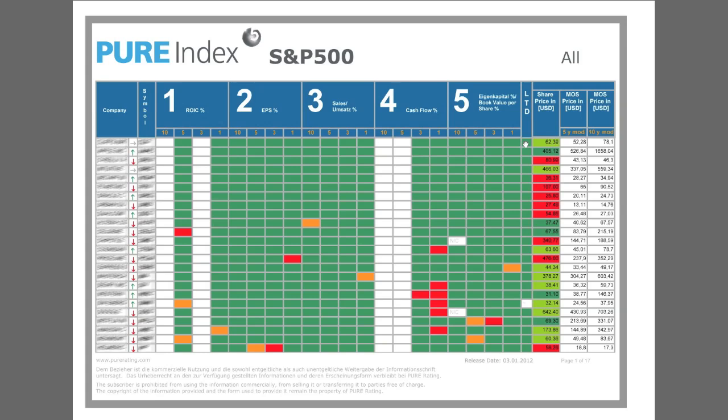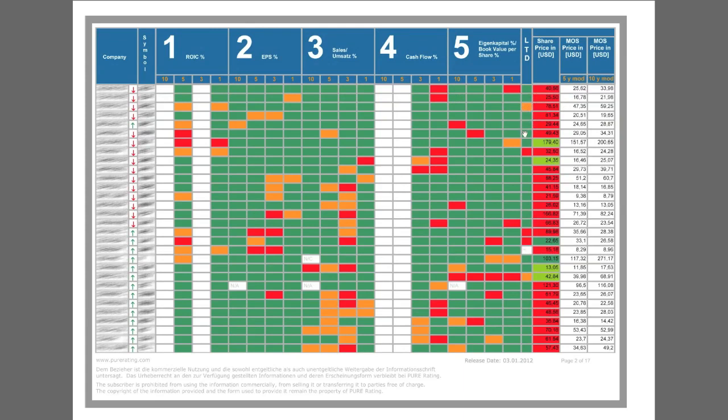Right behind column number 5, you see LTD, which stands for long-term debt. If that field is dark green, it means that the long-term debt of the company could be paid off with the free cash flow generated by the company in the past 3 years. Should we see the color orange, then the company would need 3 to 4 years' worth of free cash flow in order to service its long-term debt. And if we see a red field, then it would take more than 4 years' worth of free cash flow to service the debt.